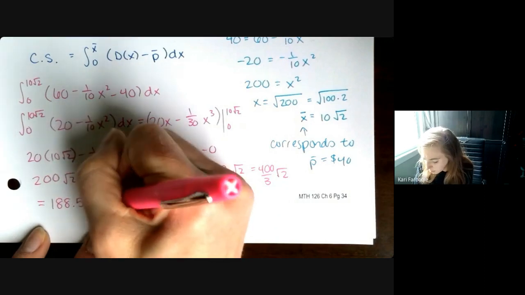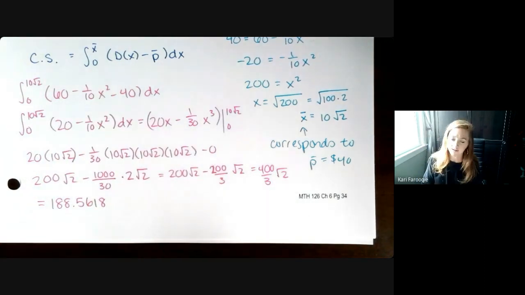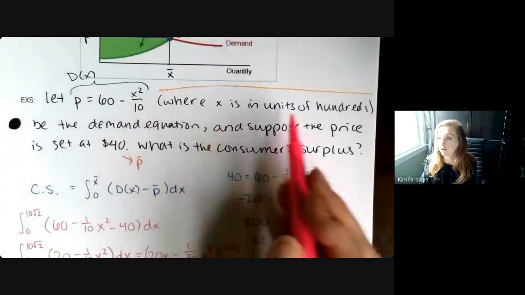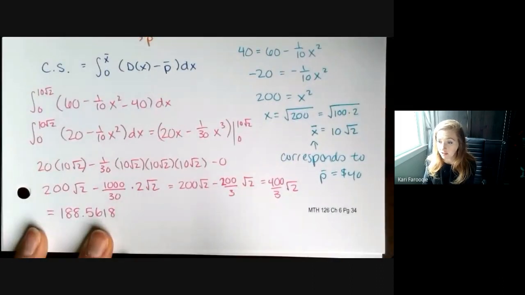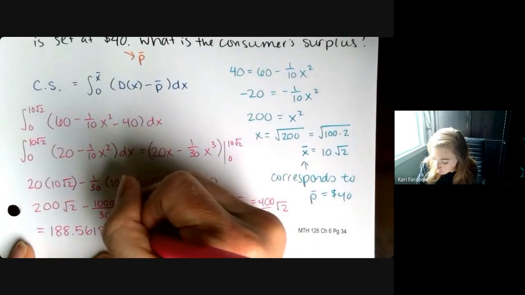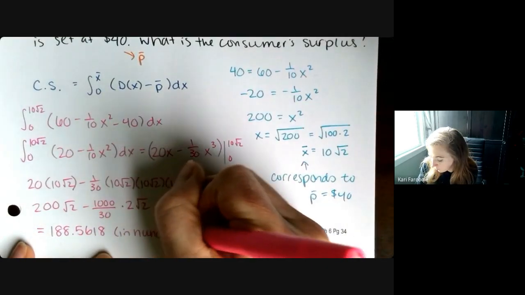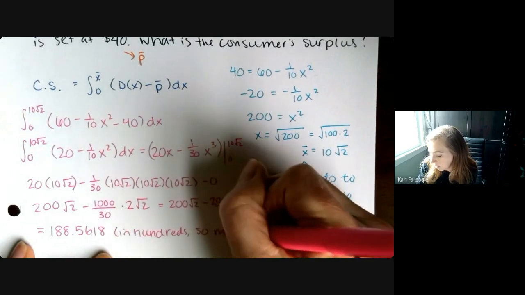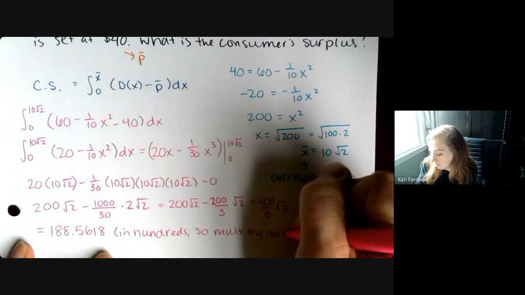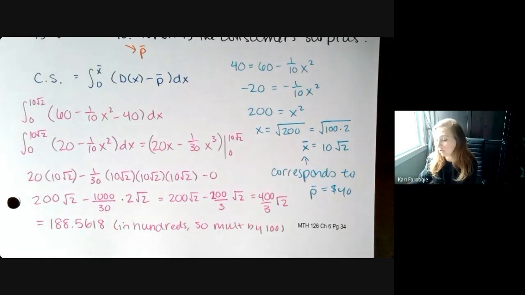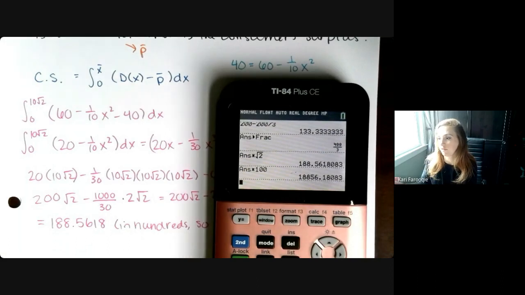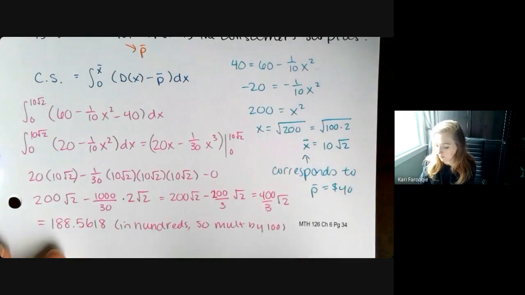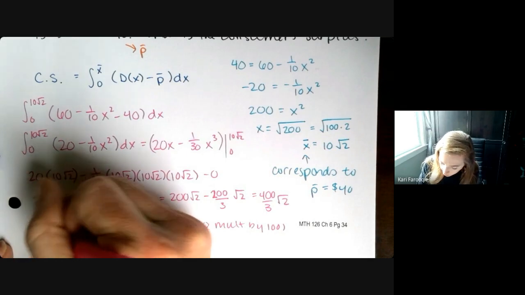If you're like, why did she leave 4 decimals if we're talking about a price? That's because remember that you were given X in units of hundreds. I made a big deal about it at the time, and we need to go back to it. So once you find that value of X, this is in hundreds. So you're going to multiply it by 100. When you multiply by 100, you're just taking this value times 100, and you get $18,856.18 approximately.